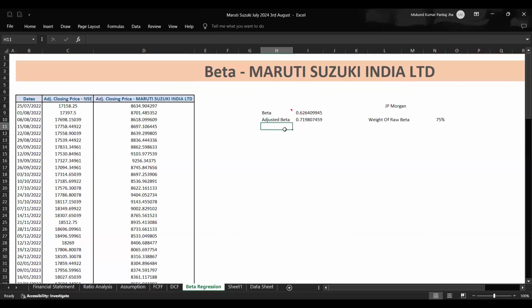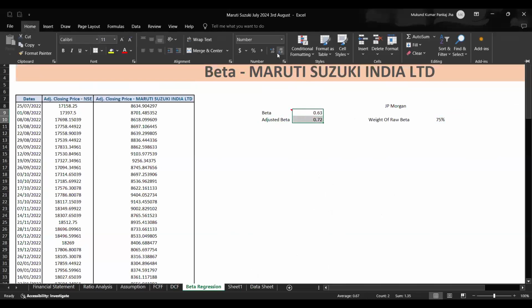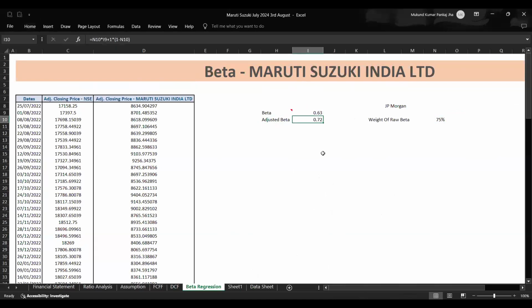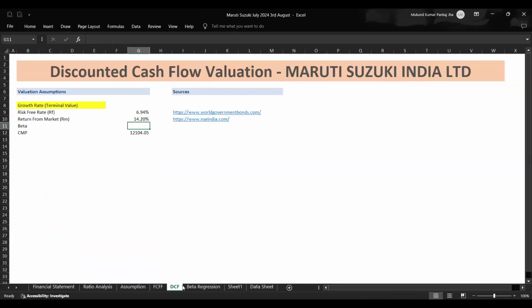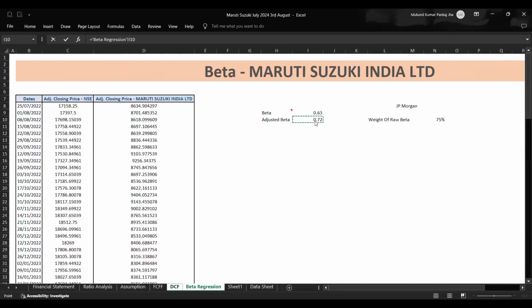So moving forward, we have adjusted our beta towards 1. We will be doing the editing part and reducing the decimals. So 0.72 is the adjusted beta according to the weights given by JP Morgan. Now, moving forward to the data sheet, now we are doing the DCF part. Yes. So linking beta with what we have got as adjusted beta, enter.